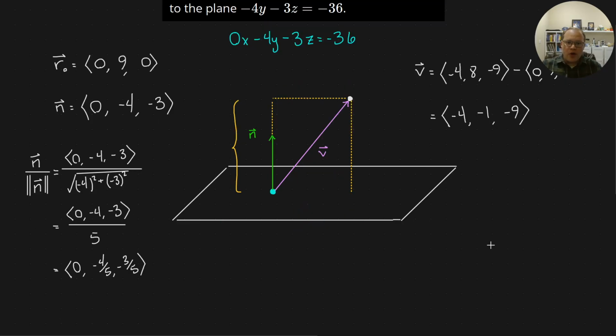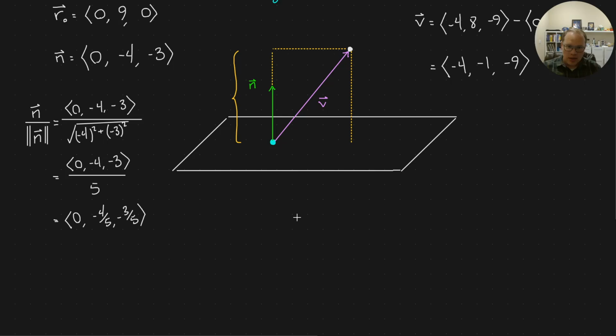And so I want the component of V onto n. I've changed n into a unit vector by normalizing it. And so if I take the dot product of a vector with a unit vector, it will tell me the component of the vector in the direction of the unit vector. Very important property of the dot product that we will see many times. The dot product of a vector with a unit vector tells us the component of this vector in this direction.